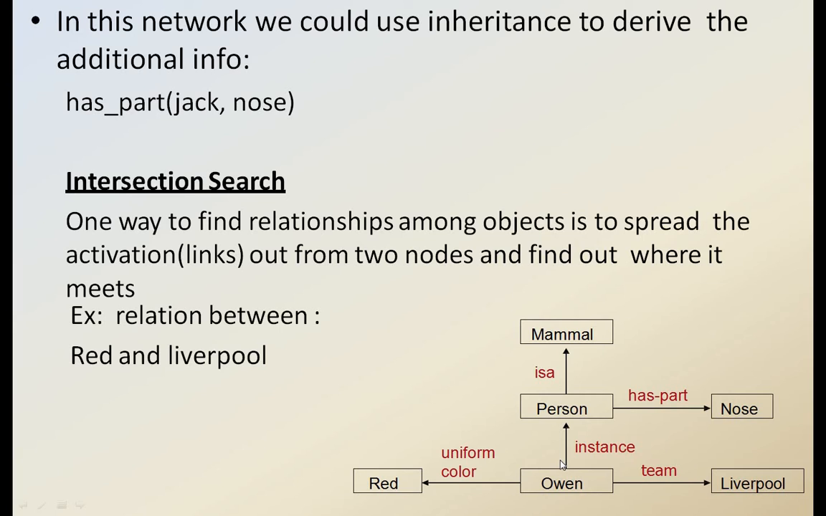So, Owen is a person, is the instance. Next, person is a mammal. Owen is the instance. Next, this Owen has a uniform color, and team is Liverpool. So what is the relationship between red and Liverpool? Red and Liverpool are two different values of the attributes uniform color as well as team of the Owen instance. If you find that kind of relationship in a given diagram, then it is called the intersection relationship. So red and Liverpool are the values of the attributes uniform color and team of the instance Owen. We are finding the relationship of such attributes and attribute values, which is nothing but the intersection search. So we can find this intersection search in semantic nets.